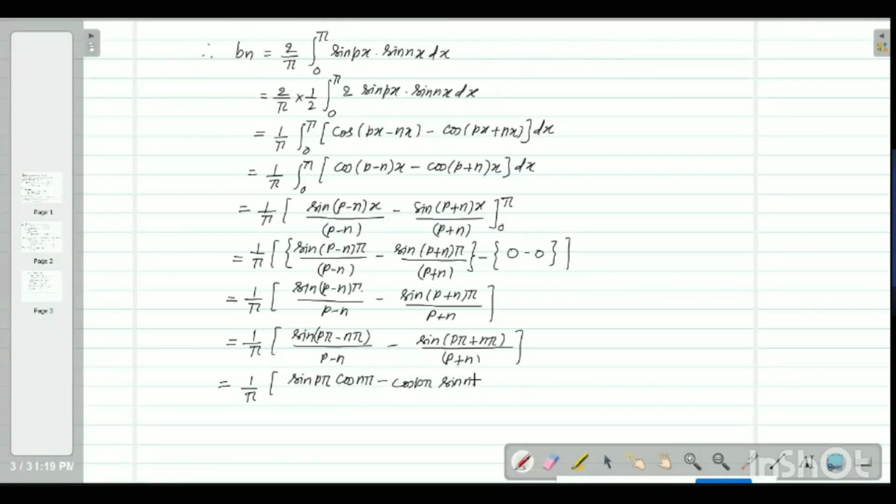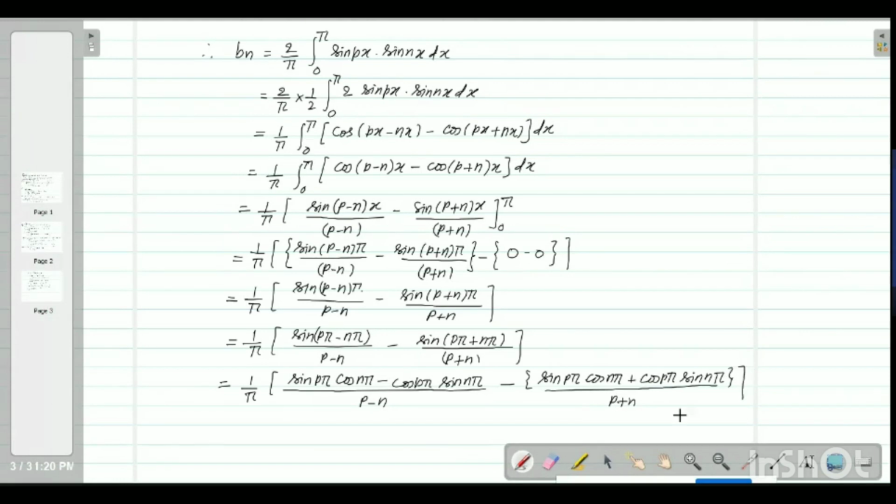sin nπ, and divide by p minus n, and minus, here I am putting a bracket. Apply the formula of sin(a plus b): sin pπ cos nπ plus cos pπ sin nπ, just divide by p plus n.